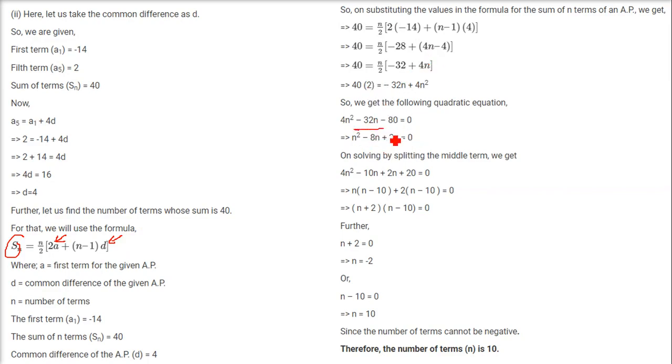We'll have a quadratic equation. We'll solve the quadratic equation. We get n plus 2 and n minus 10. n plus 2 equal to 0 gives n equal to minus 2, we will not take it because n cannot be negative. n minus 10 equal to 0, that is n equal to 10, this we can take. So the number of terms is 10.